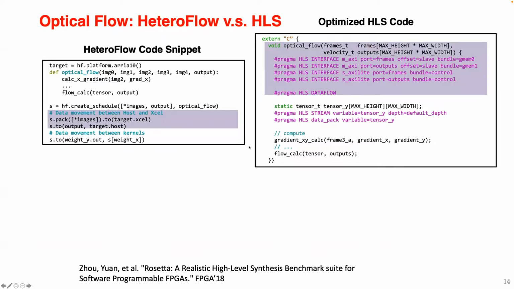On top of the algorithm definition, we use the DAO2 to move the packed data from host to accelerator. And later, we move the output from accelerator to host. This customization will generate the HLS code on the right-hand side. As you can see, HeteroFlow compiler will automatically infer the right interface pragma for you.